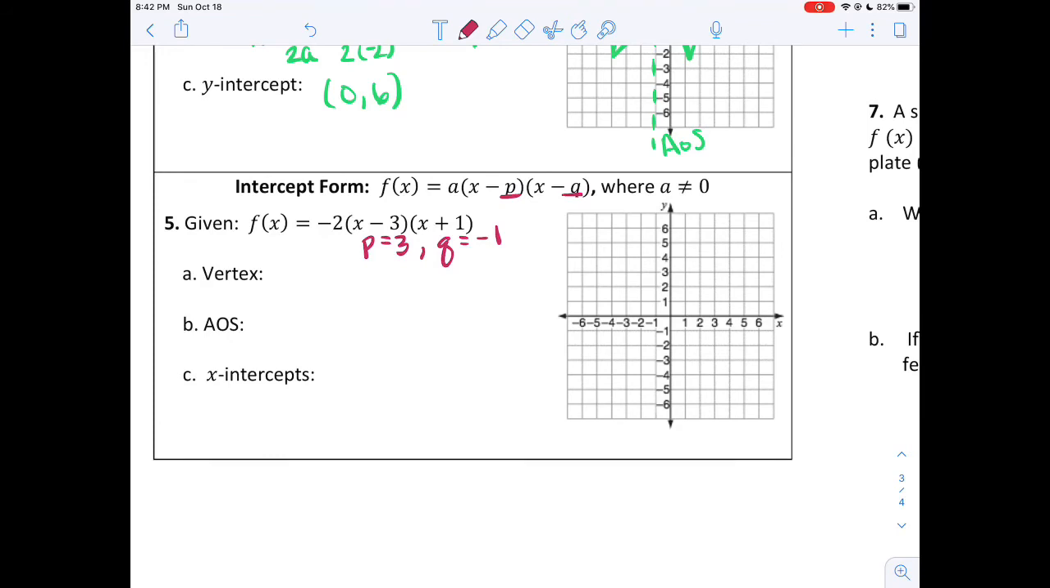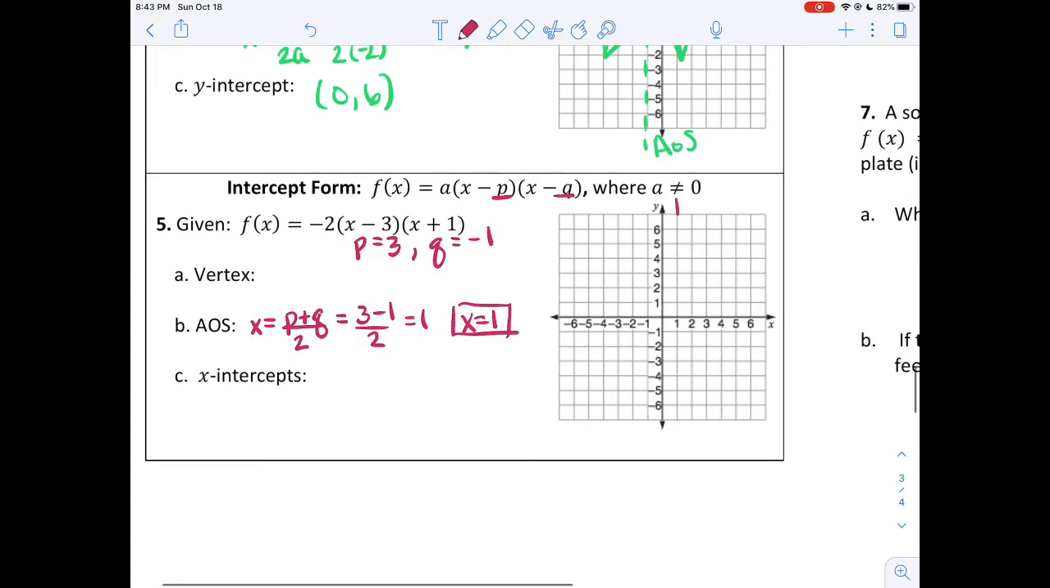My axis of symmetry is calculated easily from this simple equation. I'm going to skip vertex for the second because the x value of my vertex is the same as my axis of symmetry. So it's x is equal to p plus q over 2. That's a 3 minus 1 over 2, or it's a value of 1. So x equals 1 is my axis of symmetry, and I can draw that here and label it as AOS for axis of symmetry.